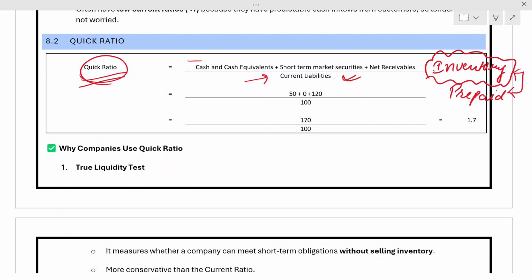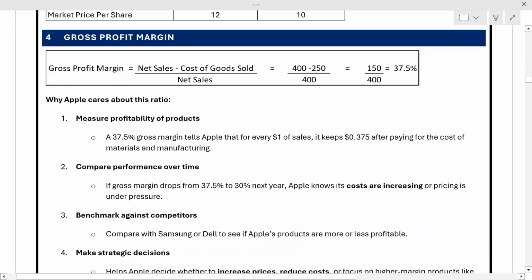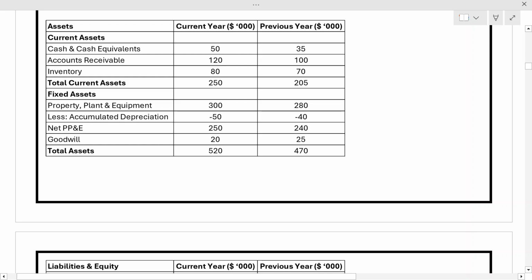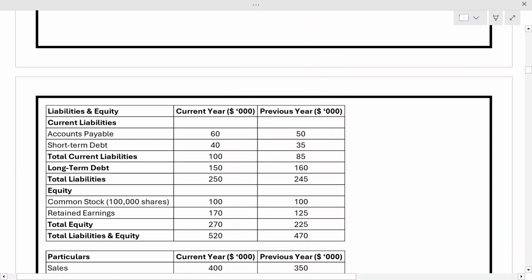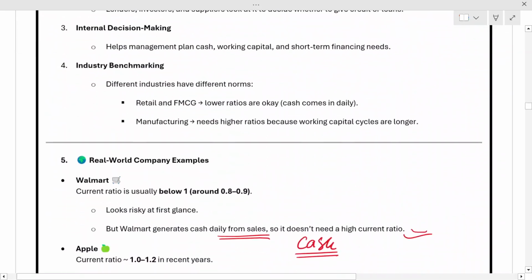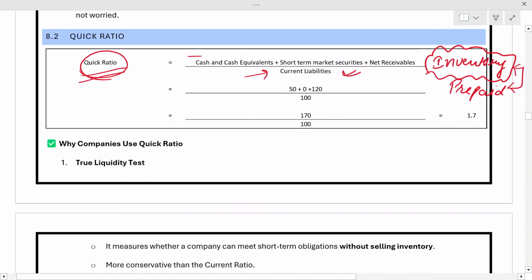So effectively, if we go to our example again, the balance sheet. On the current asset side, 50 will be part of our quick assets. Current accounts receivable will be part of our quick assets, but this 80 won't be part of our quick assets. So effectively, our quick assets will become 170 here, and our current liability will remain 100, which includes the accounts payable and short-term debts. So 170 is our quick assets and 100 is our current liabilities, making it 1.7. So the quick ratio is 1.7 for the company.